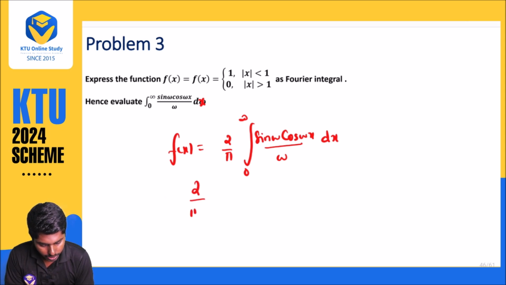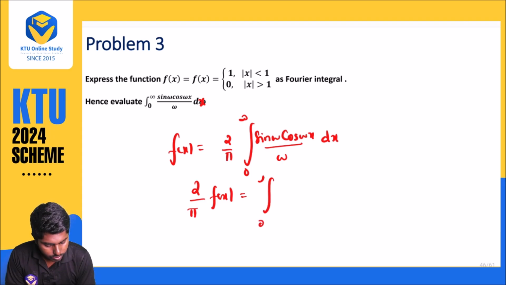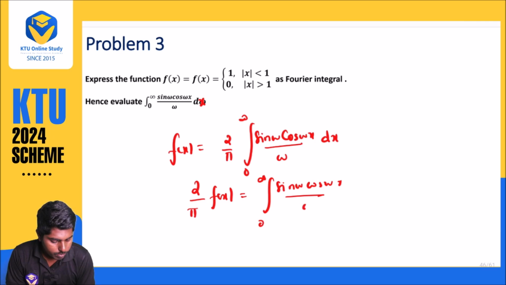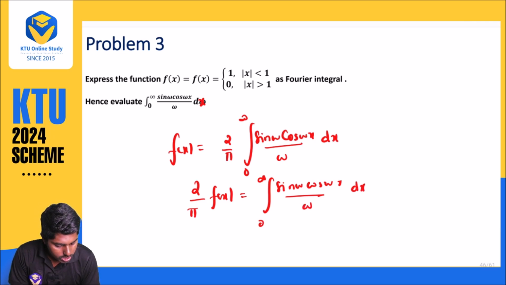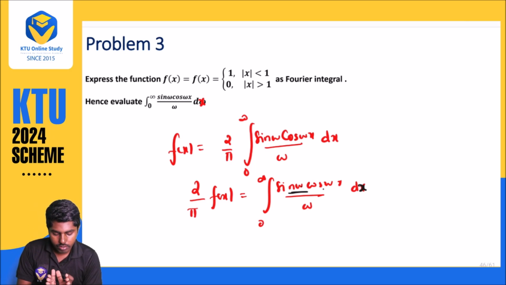2 divided by pi into f of x is equal to the integral from 0 to infinity of sin omega cos omega x divided by omega d omega. So this is the thing. Now just observe: the integral from 0 to infinity of sin omega cos omega x divided by omega d omega. This is the thing they have given, so we want to identify what this is.